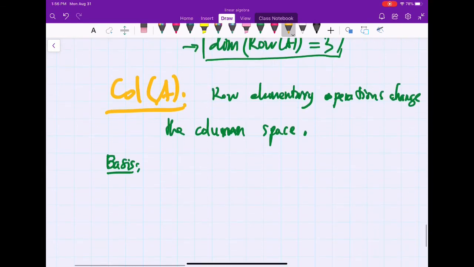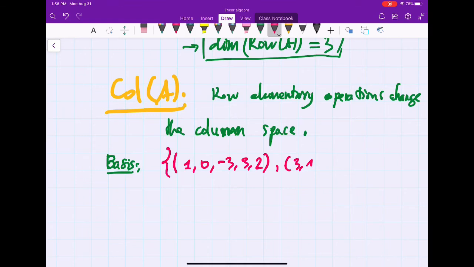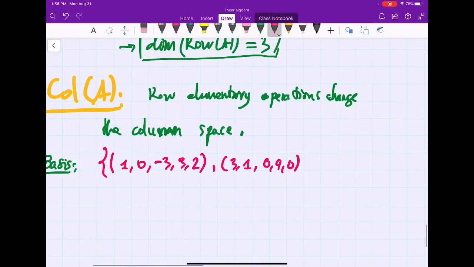So the first vector is 1, 0, -3, 3 and 2. The second one is 3, 1, 0, 4 and 0. And the last one is 3, 0, -1, 1 and -2. And of course, that will be linearly independent.